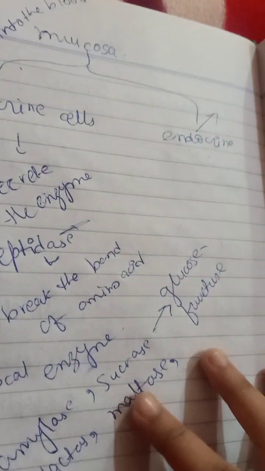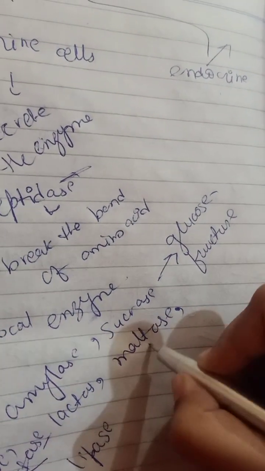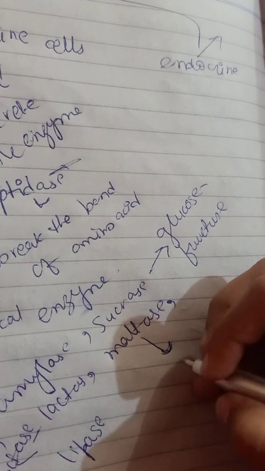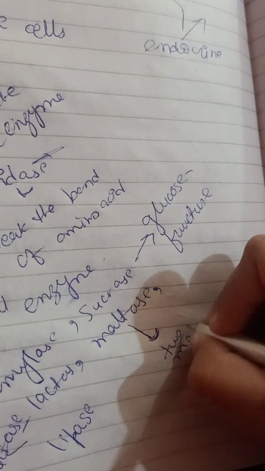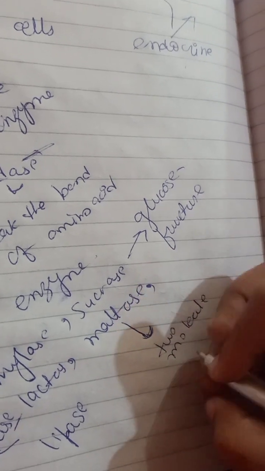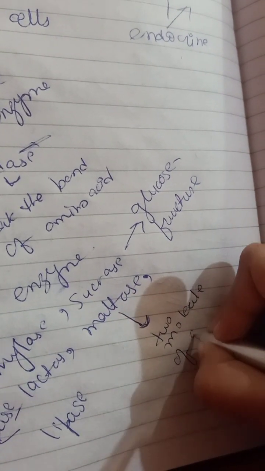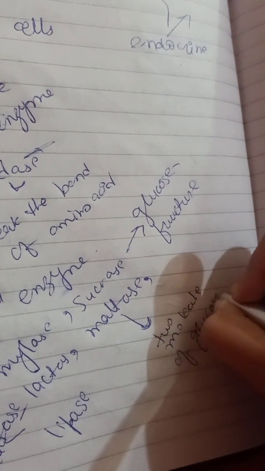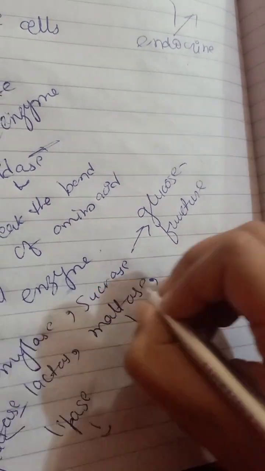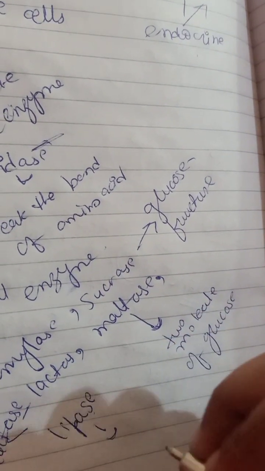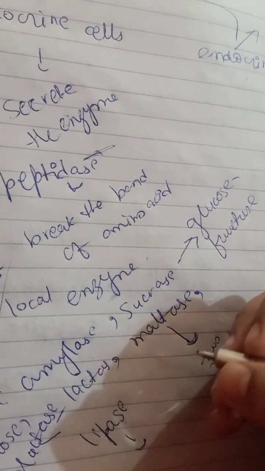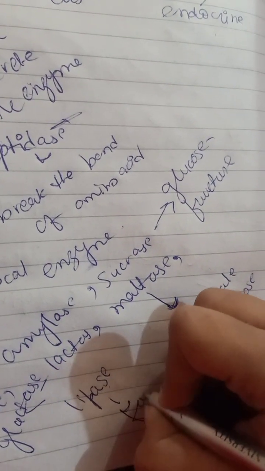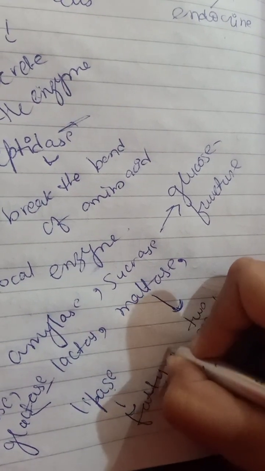Now maltase acts on maltose, the malt sugar, which is broken down into two molecules of glucose. Now lipase is also an enzyme, which breaks down fats, which are made up of fatty acids and glycerol.